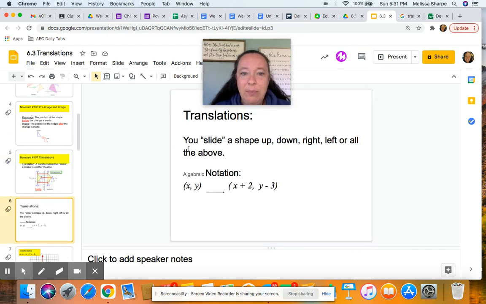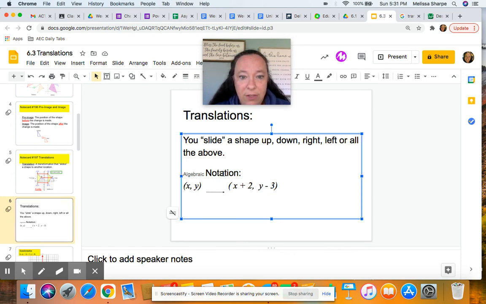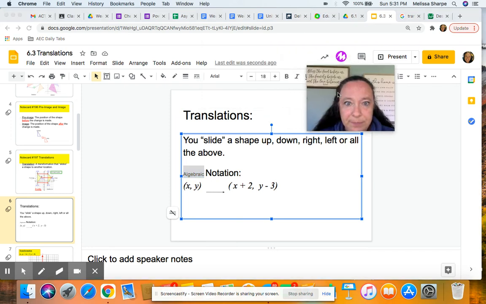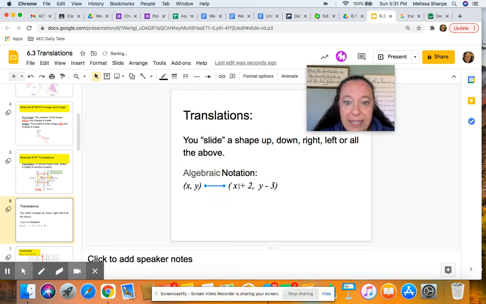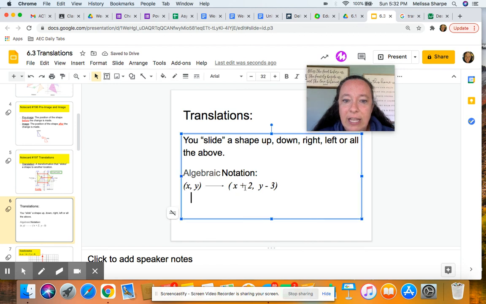And here's just an example, again, that you slide a shape up, down, right, left, or all the above. All right. Algebraic notation of this. So if I'm taking a shape and I want to move it, this is where you take the original x, y, and this is telling you to add 2 to the x and subtract 3 from the y.